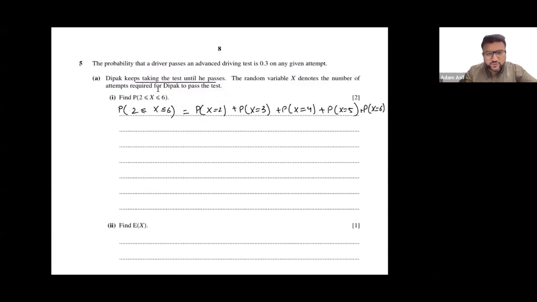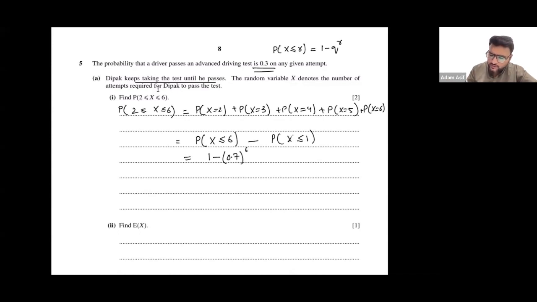So it's a geometric distribution question. In a geometric distribution, the probability of x less than or equal to r is 1 minus q to the power of r. So I can calculate the probability of x less than or equal to 6 and then subtract the probability of x less than or equal to 1 to get the probability from 2 to 6. The probability of x less than or equal to 6 is 1 minus q to the power of 6, and q is the probability of failure. If the probability that he passes is 0.3, then the probability of failure is 0.7, minus the probability of x less than or equal to 1.